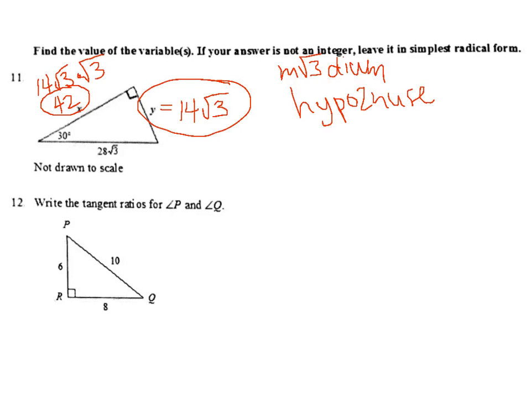For 12, we're starting to get into trigonometry. It's asking you for the tangent ratios for angle P and angle Q. So first of all, let's write down SOHCAHTOA.